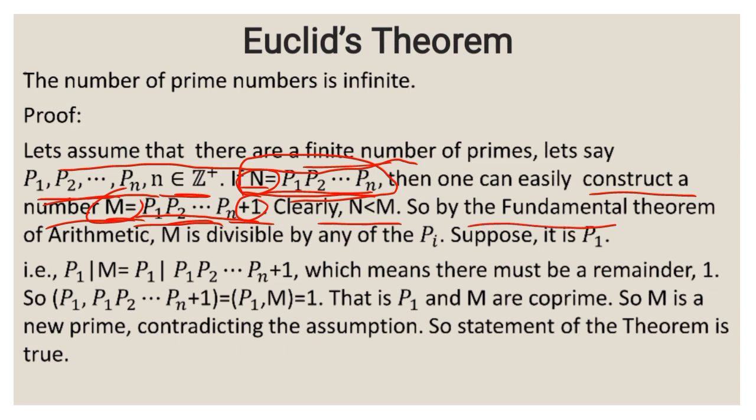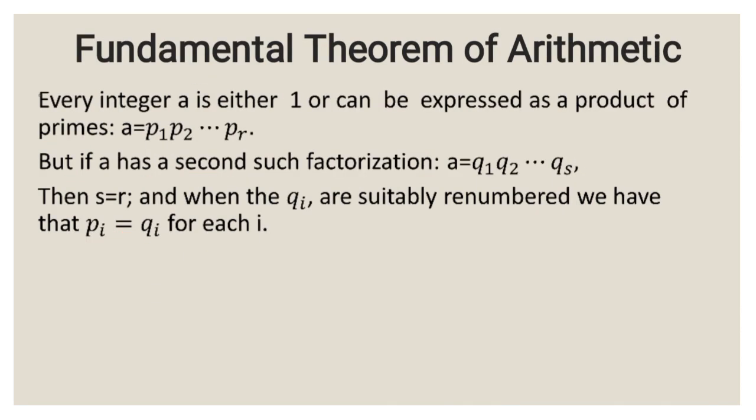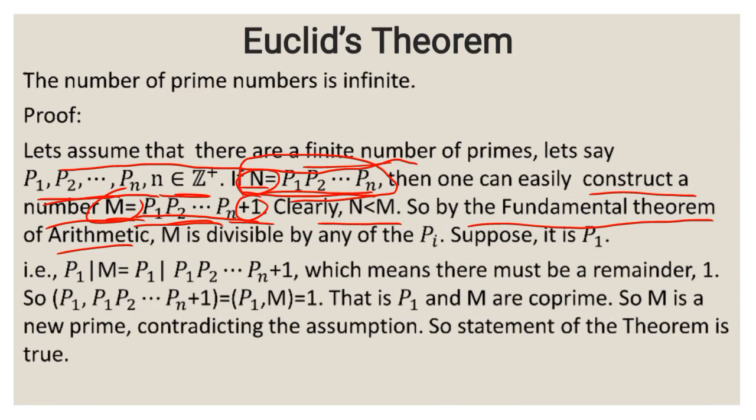So by the fundamental theorem of arithmetic, what does it say? Let's go back. The fundamental theorem of arithmetic states that every integer a is either 1 or can be expressed as a product of primes. So it means that m is divisible by some prime pi, because you can express it as a product of primes. I can pick any of the p's, p2, p3, whichever one of them you want, and it will divide m because it's an integer.